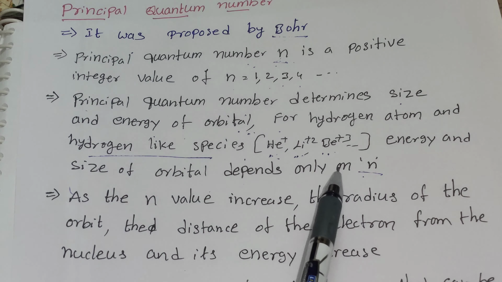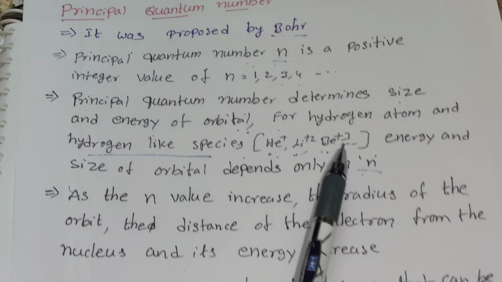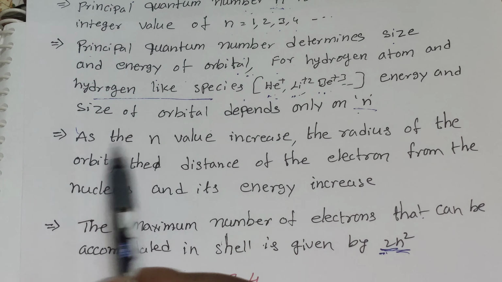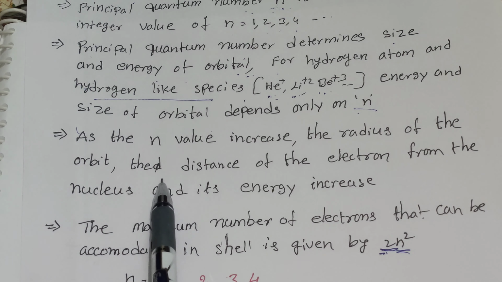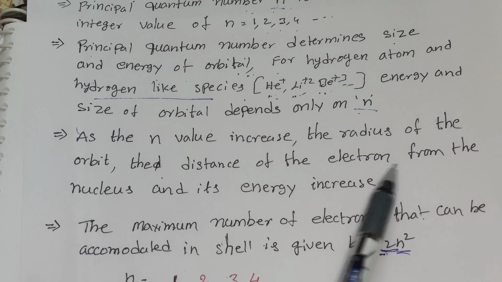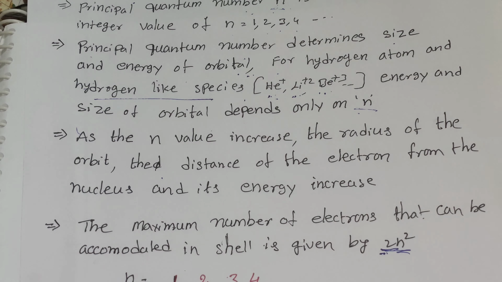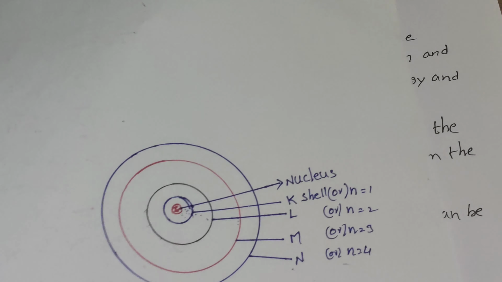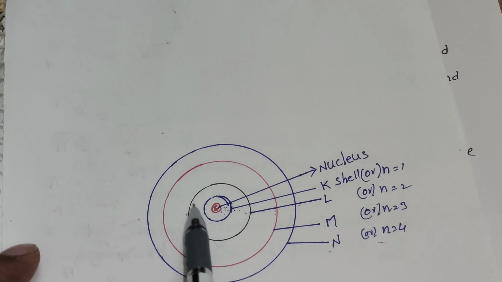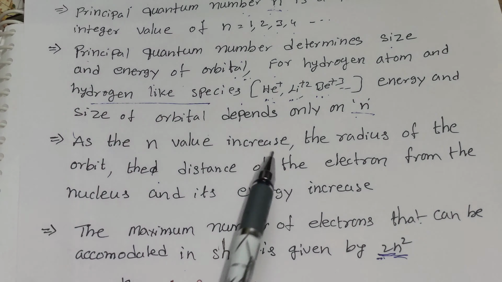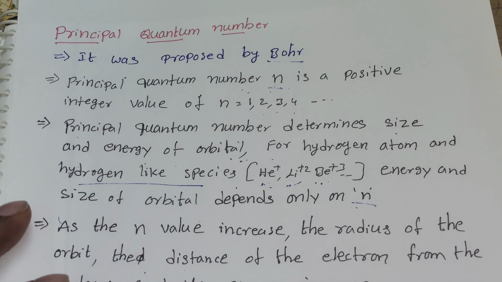As the n value increases, the energy of the orbital also increases. So as the n value increases, the radius of the orbit increases, and the distance of the electron from the nucleus also increases. So as n value increases, the distance between the nucleus and the outermost shell increases, and this is about the principal quantum number.